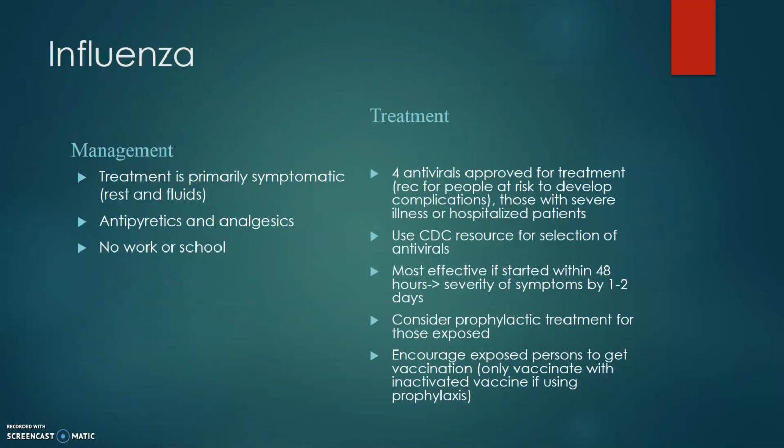So again, it would make sense that the management of influenza A and B is primarily symptomatic. Rest and fluids. We can give something to control pain and fever and aches. Very important, no work or school because of the contagious nature of this disease until they have recovered. The treatment options, there are 4 antivirals approved for treatment. And these are recommended for people at risk to develop complications, so those with severe illness and or hospitalized patients.